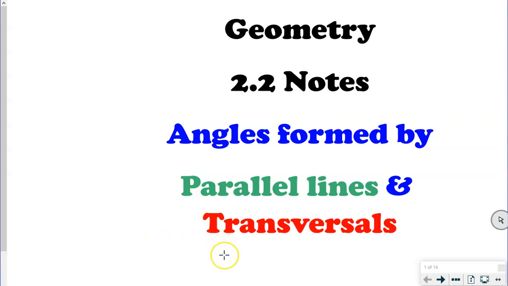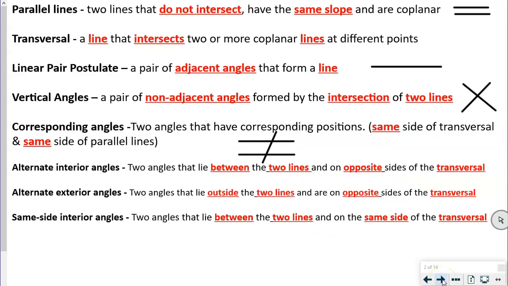So today's lesson, guys, we're going to talk about angles formed by parallel lines and transversals. So we're going to do some defining of terms first. Parallel lines are two lines that do not intersect and have the same slope. So these are parallel lines. They literally look like they draw an equal sign somehow. Could be horizontal, could be diagonal, but they're two lines that actually will never touch each other.